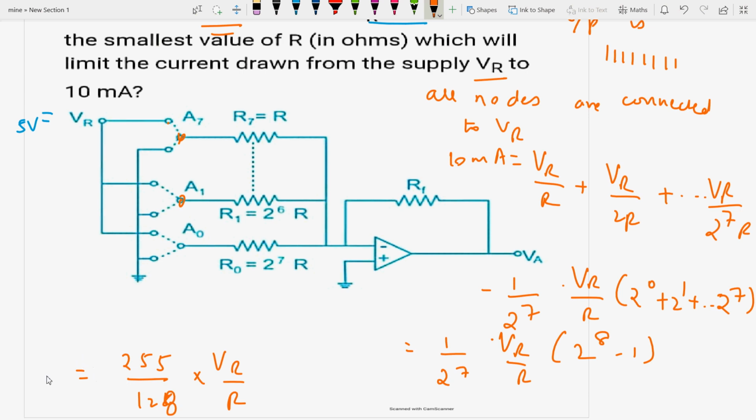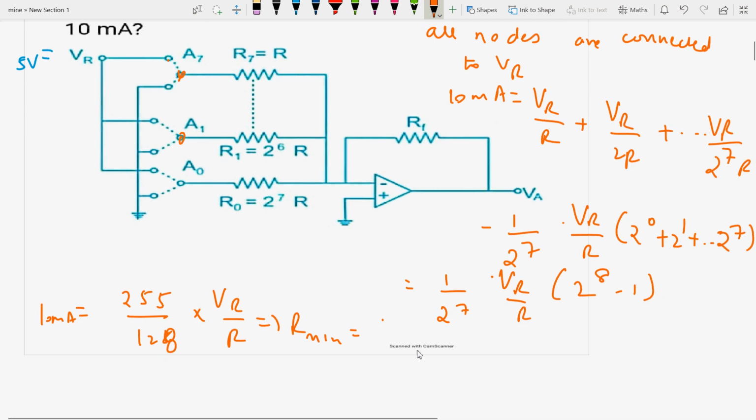This is equal to 255 by 128 into, yes, VR is how much? 5 volt. So 5 by 10 milliampere. So 5 by 2, and then 2 ones are 2, 2 twos are 4, and 2 sevens are 14, this much. So it will come out to be as 996, right? So answer will be your 996 ohms, right?